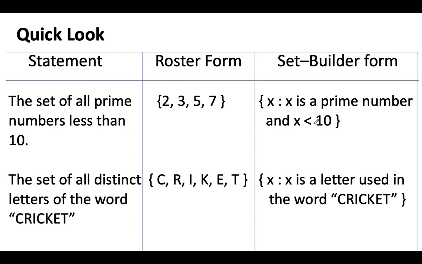Suppose I give you another example like the set of all distinct letters of the word cricket. Now if you see, C is repeated twice. If I have to represent the elements in roster form or tabular form, we will not repeat the letters here. So we will write only the distinct letters. So that will give you C, R, I, K, E, T. The same thing can be written in set builder form as x such that x is a letter used in the word cricket.